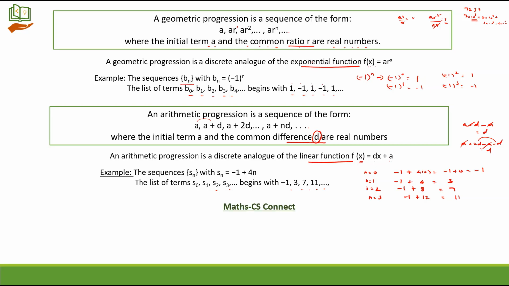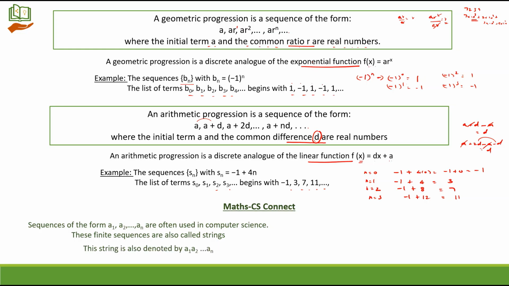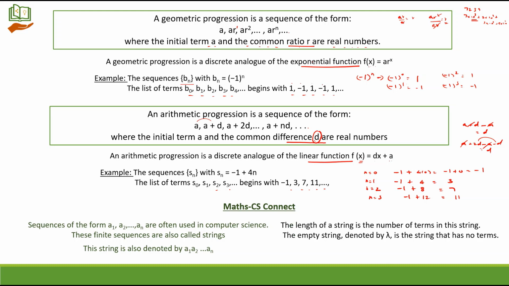Now where does this particular concept come in the context of computer science? Sequences of the form a1, a2 up to an are often used in computer science. These finite sequences are also called strings. The string is denoted by a1, a2 up to an. The length of the string is the number of terms in the string. The empty string, denoted by lambda, is the string that has no terms.